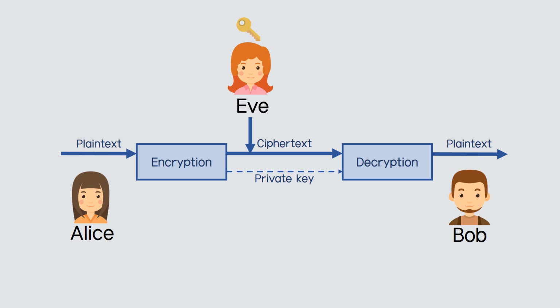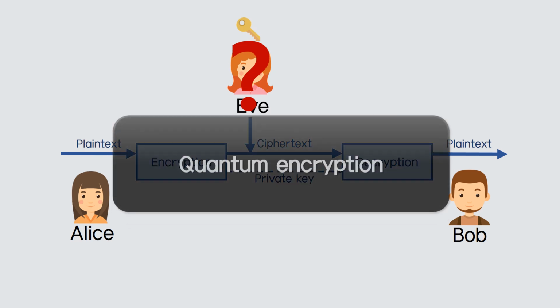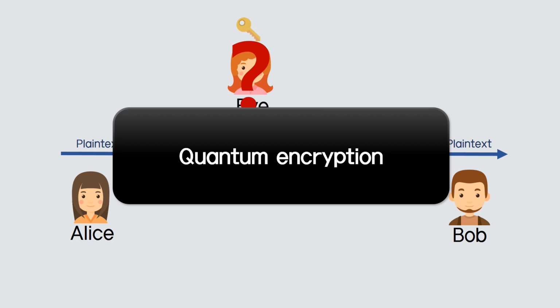Again, in the case of the Caesar cipher, Eve can also read the code if she knows how many spaces each letter has moved. The biggest problem is that Alice and Bob do not know if the cryptogram was leaked by Eve or not. How can we fix this problem? Quantum encryption can solve this problem.